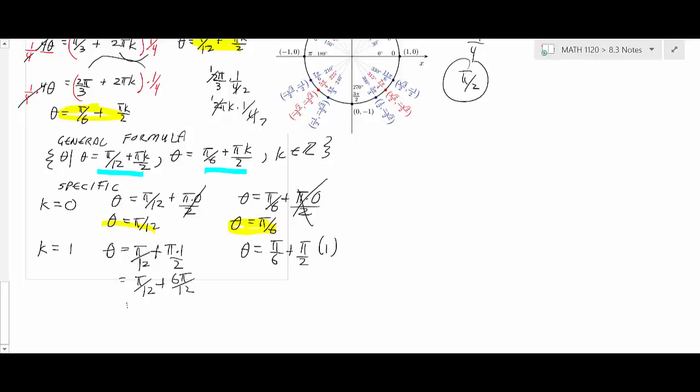So that's going to give you another answer, theta equals 7 pi over 12, like that. So there's our third answer. Okay, so we got that now. Then we got to go over here and work this out.